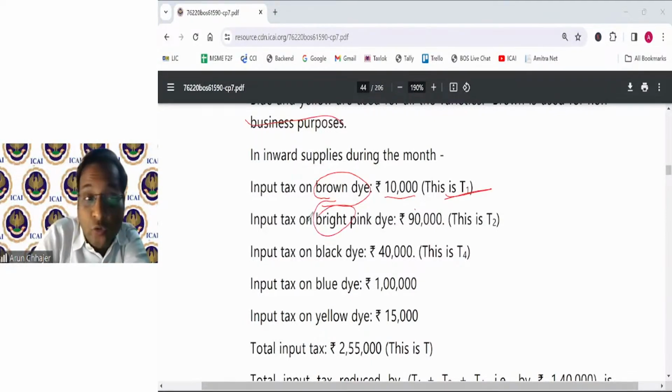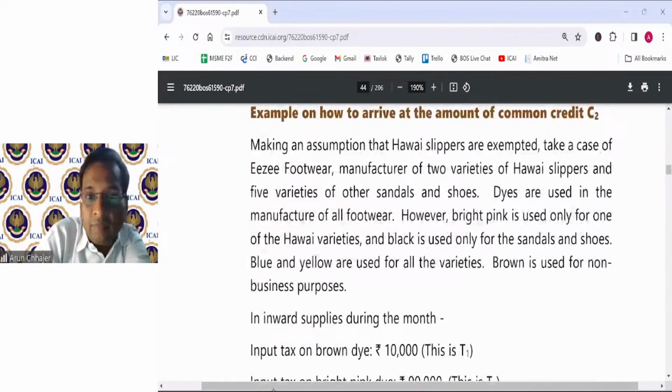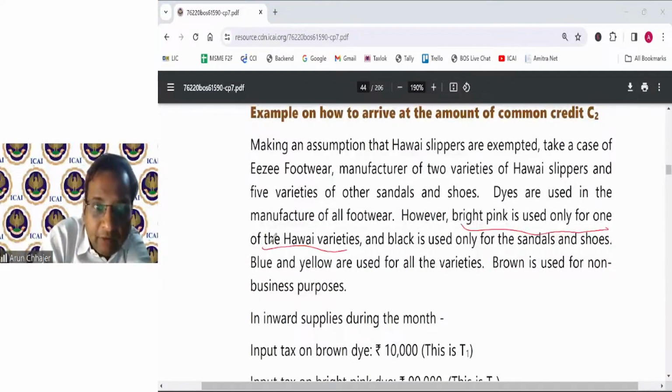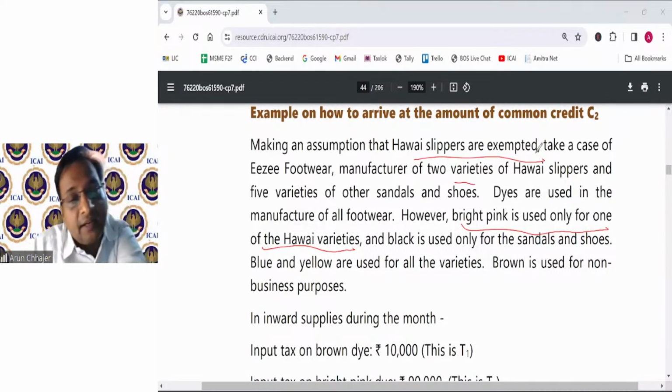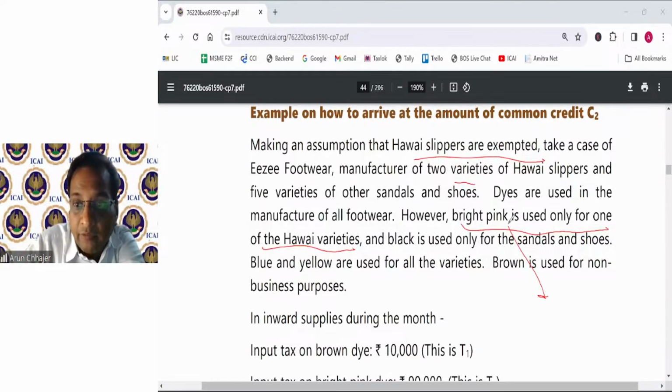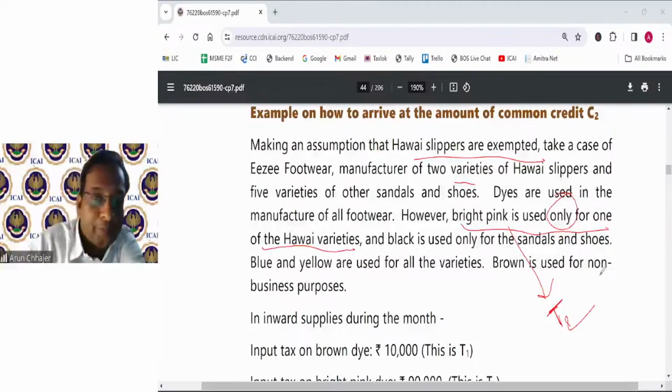Bright pink is used for which purpose? Let's go above. It says that bright pink is used only for one type of the Hawaii varieties, and Hawaii slippers are exempted. So I can say this bright pink, which is used only for the Hawaii varieties, is T2.